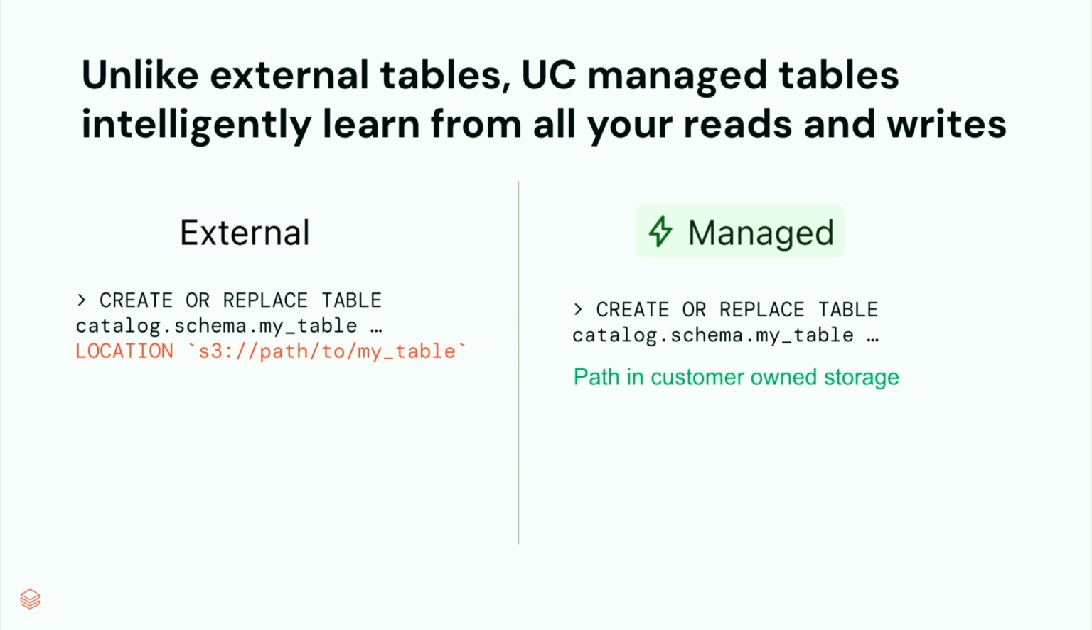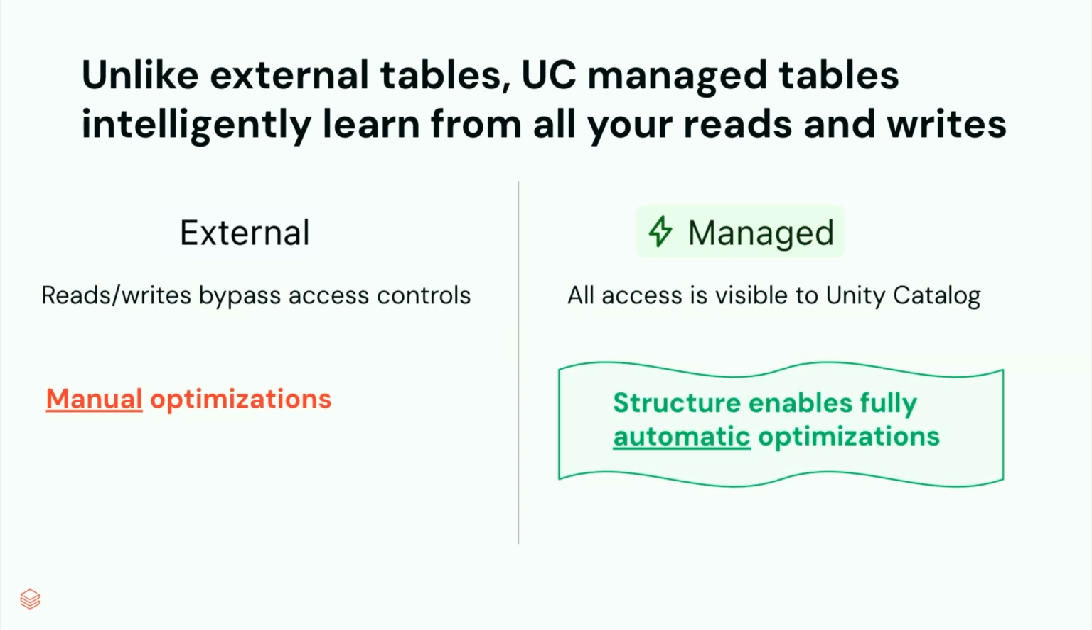Why is this so important? With external tables, reads and writes can actually bypass Unity Catalog access controls. So it's less secure, and we can't see what's going on. Whereas with managed tables, all access actually goes through Unity Catalog. And this structure is so important because that's what enables fully automatic optimizations. Because we can see your reads and writes, we can see your query patterns, what predicates you are using, how frequently you're querying those tables. That's how we're able to come up with automatic optimizations for your specific needs.